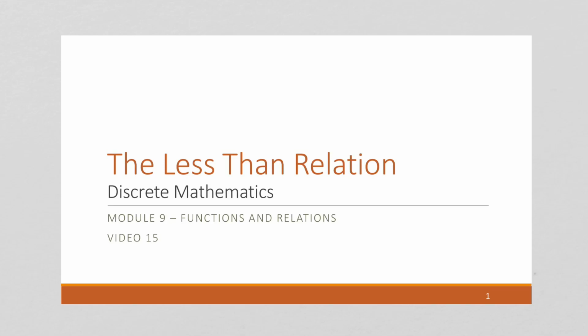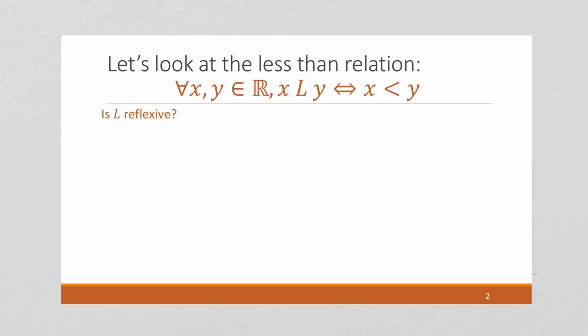Okay, in the last video we looked at the equals relation. Now we're going to look at the less than relation. So the less than relation, we say that for all x and y in the real numbers, x is related to y via relation L if and only if x is less than y, the less than relation.